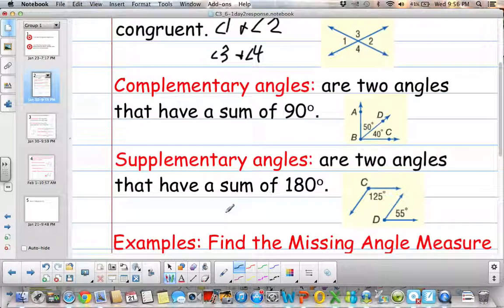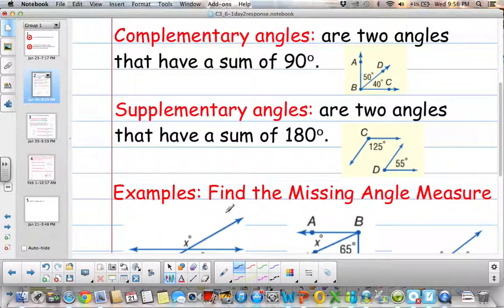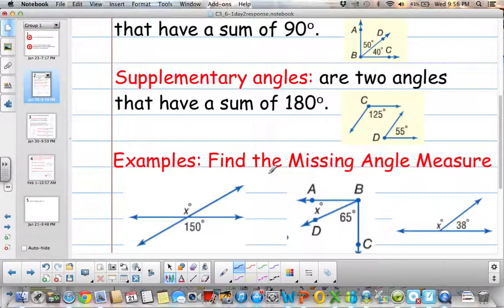Okay, supplementary angles are two angles that have a sum of 180. So these ones are not connected on the same line, but if we put them together, they would form a line, or 125 plus 55 equals 180. So the two angles added together, if they equal 90, they're complementary. If they equal 180, they're supplementary.